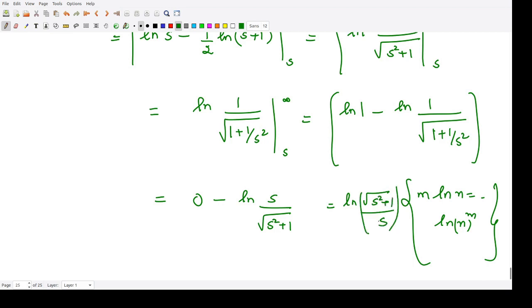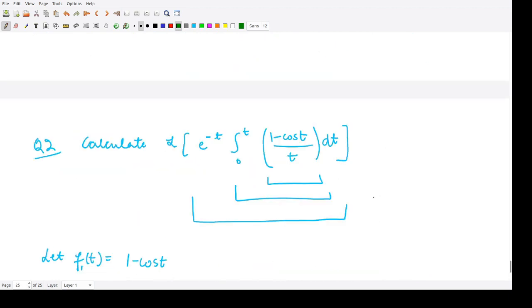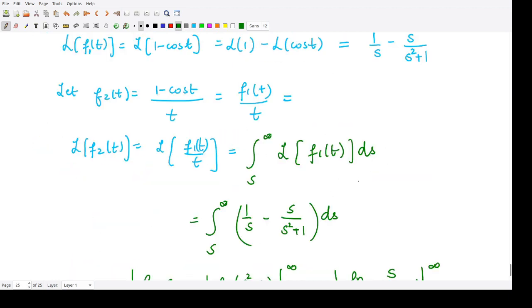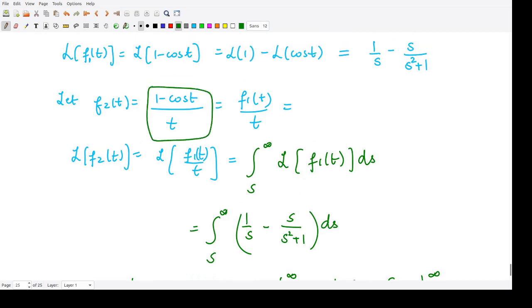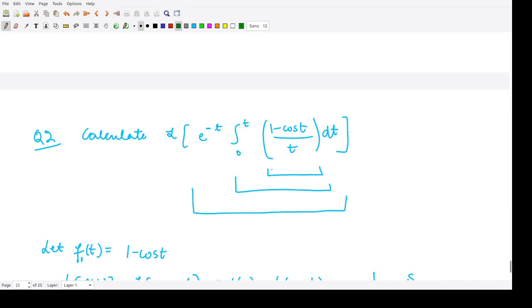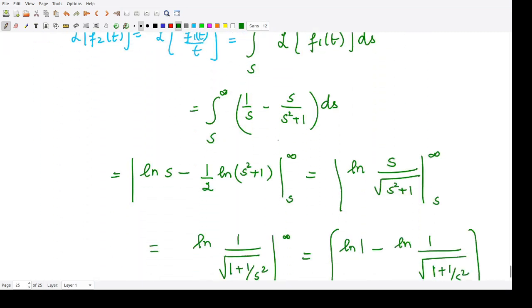So this is not the final answer yet. This is the Laplace transform of this quantity, which is 1 minus cos t by t. So here we have just calculated this much portion. So the next task would be to calculate the integration of this whole quantity. So what would be this?